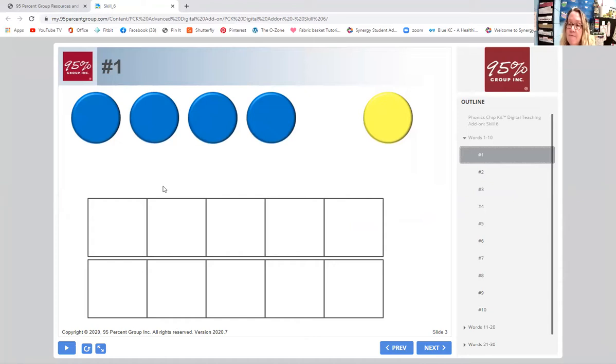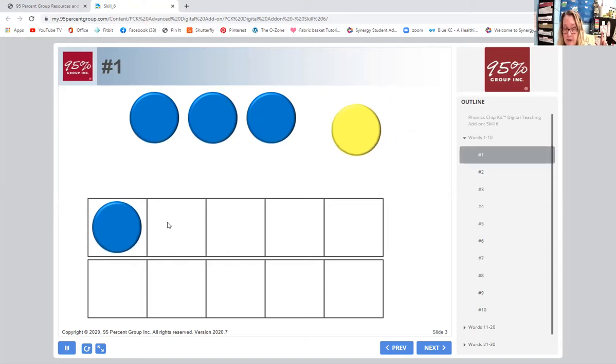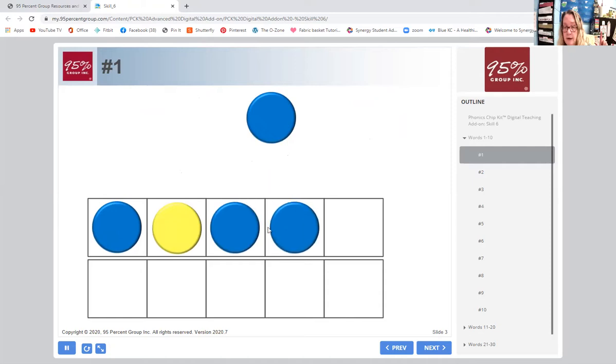Our first word is fault. Let's finger stretch it. Fault. Fault. Okay, so when I say F, I know that's a consonant. Ah is our vowel team. L is a consonant, and T is a consonant. Okay, so you know that there's 4 sounds. That doesn't mean that's how many letters, because you know that our vowel team is going to be 2 letters at least.